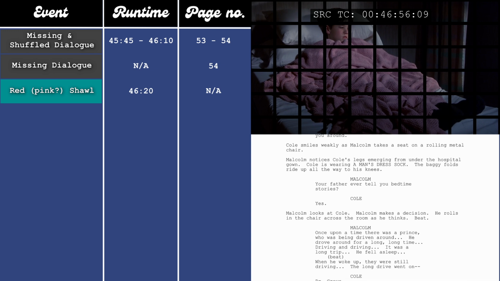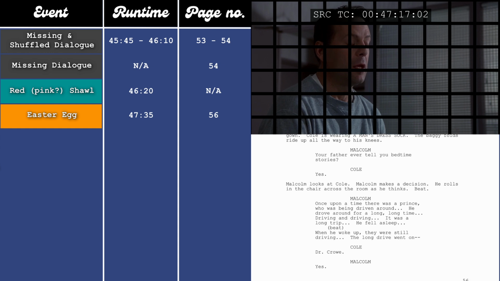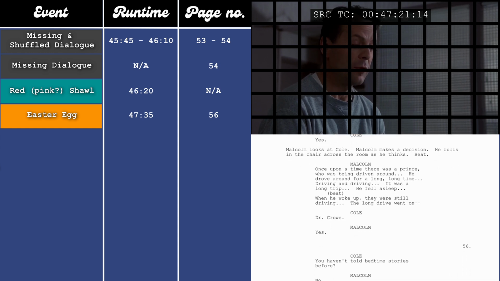Then there's a fun little Easter egg at the 47-minute and 35-second mark, which is on page 56, when Malcolm is telling Cole a story, and Cole says, This was a very long trip.